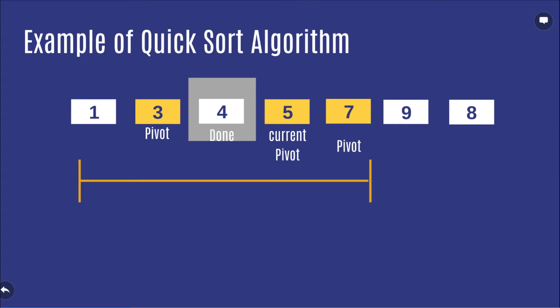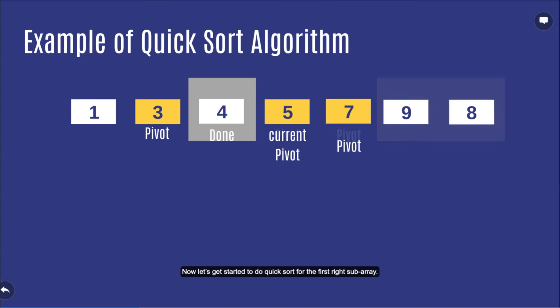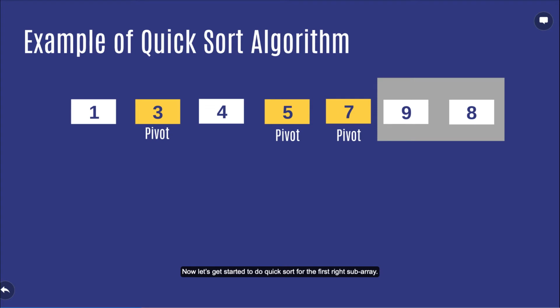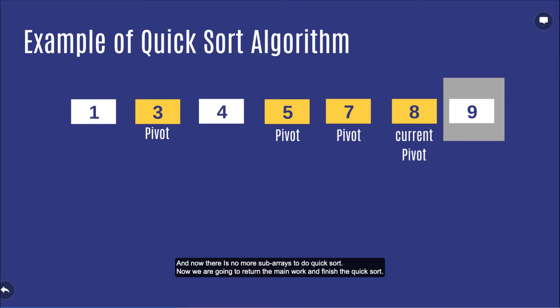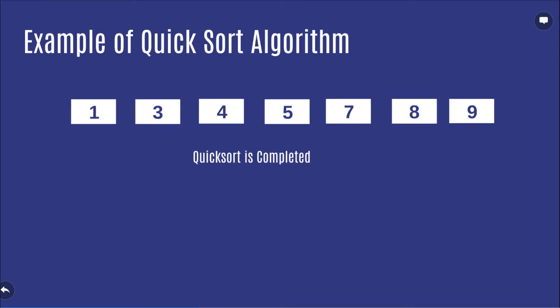And then we return to the first right subarray that has the values 9 and 8. Now let's get started with quicksort for the first right subarray. The pivot is 8. There is just one element, 9, other than the pivot. Thus the partition makes just one right subarray like that. And now there are no more subarrays to quicksort. Now we return to the main work and finish the quicksort.